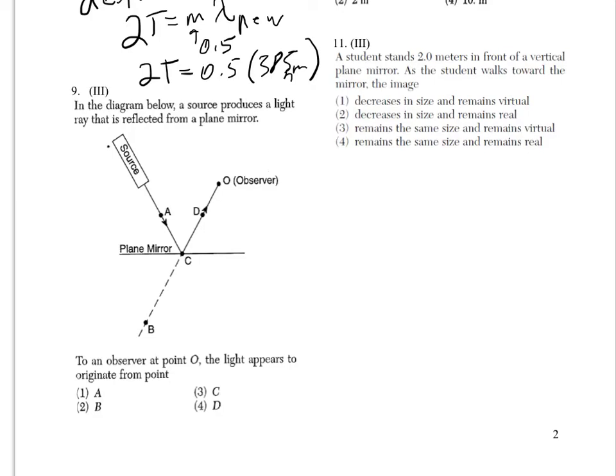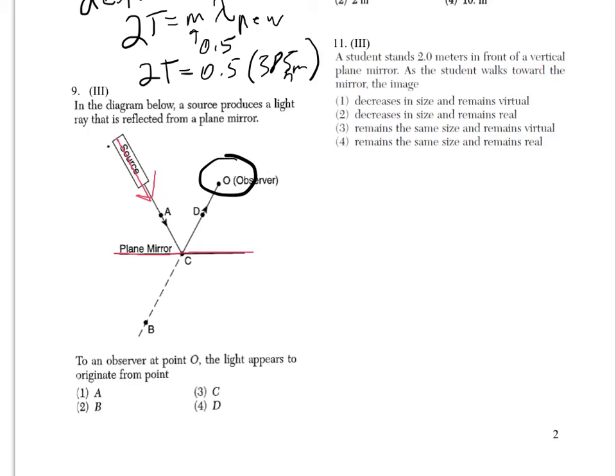Number 9, in the diagram below, a source produces a light ray that is reflected from a plane mirror. To the observer at point O, the light appears to originate from where? Okay, so think about this. If you have some kind of object, and arrows often work best, so we've got some kind of object right here, and there's a mirror here.